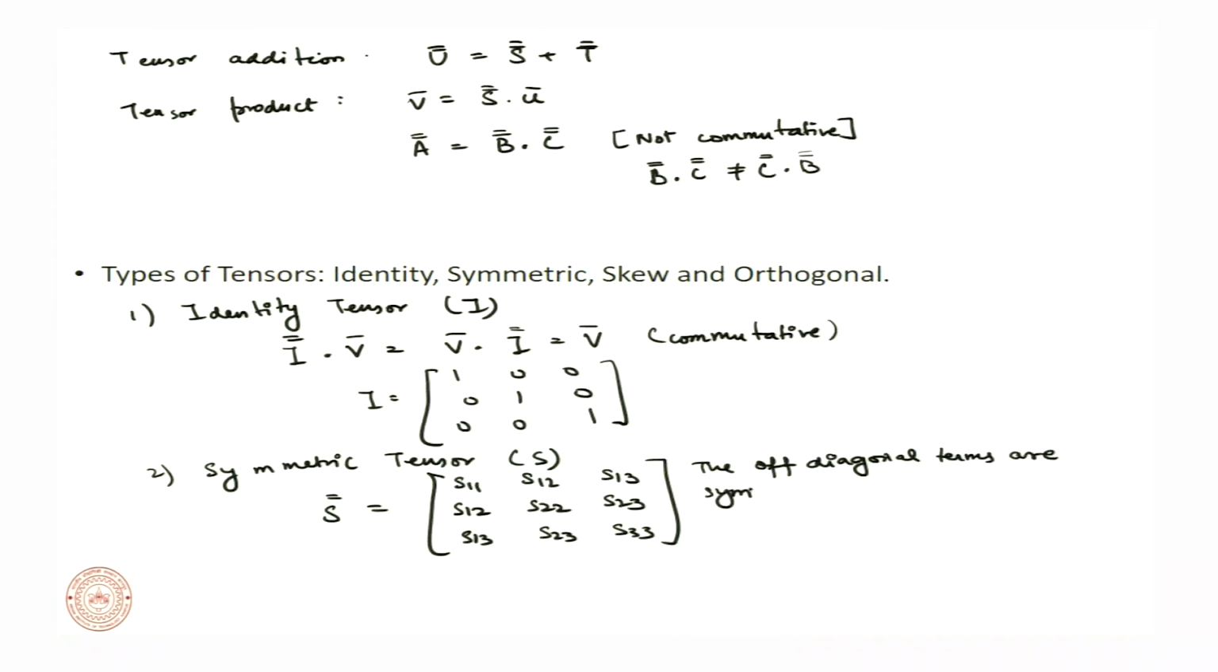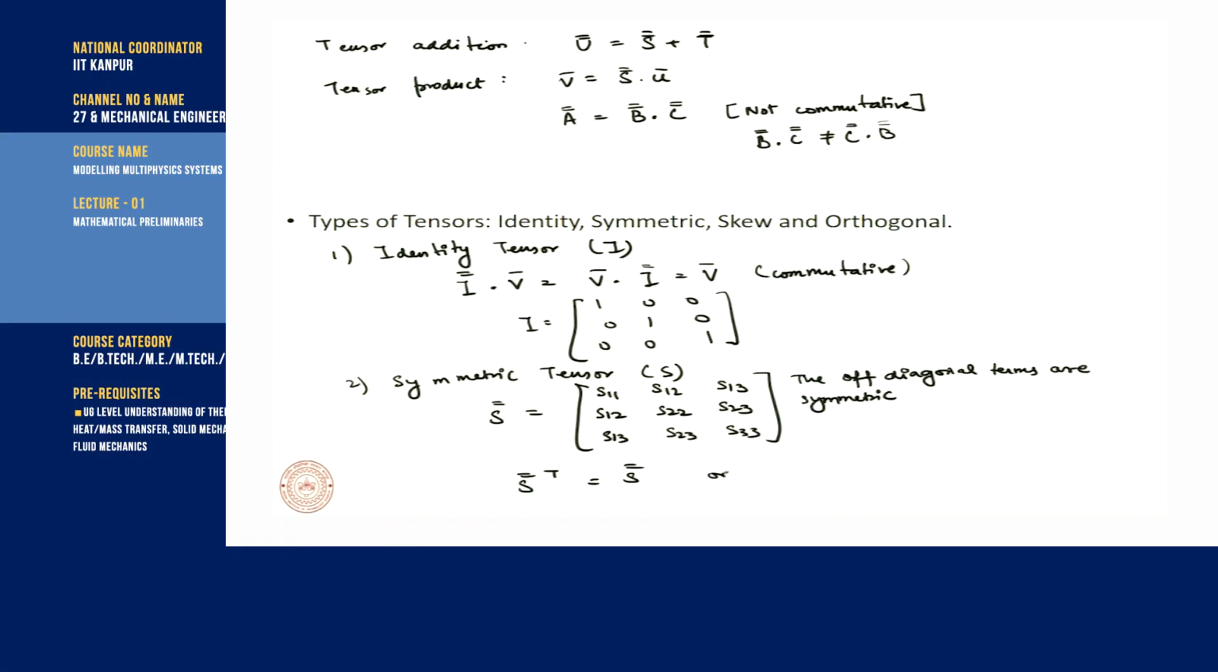Are symmetric, not equal. What it means is that the transpose of S will be equal to S. S transpose is equal to S, or in index notation, Sij is equal to Sji, and we can see it very well, right? So 1 2 is equal to 1 2, 1 3 is equal to 1 3, and 2 3 is equal to 2 3. So this is an example of a symmetric tensor.